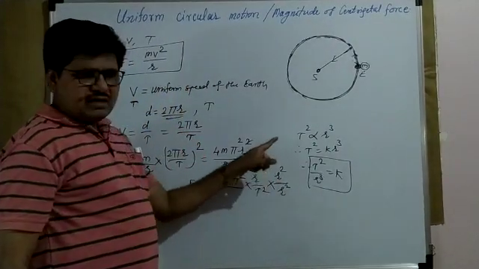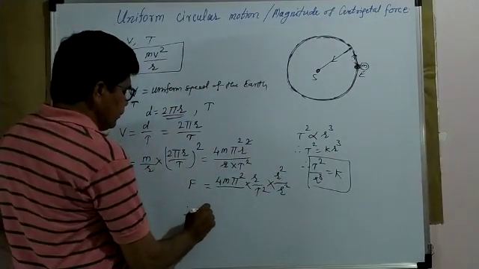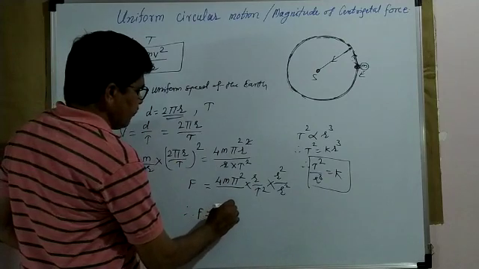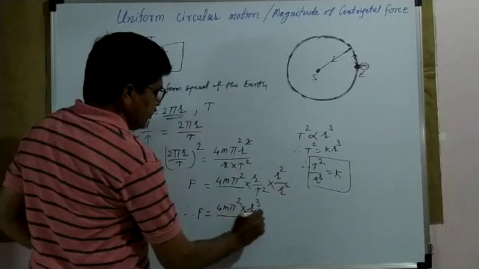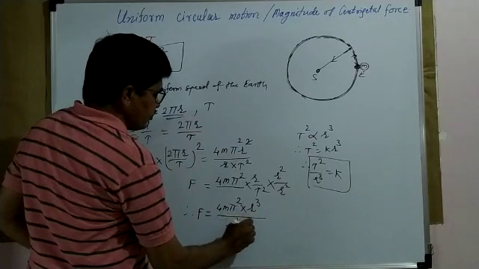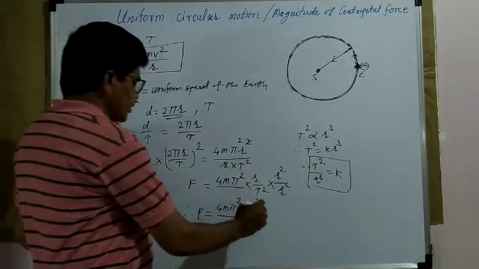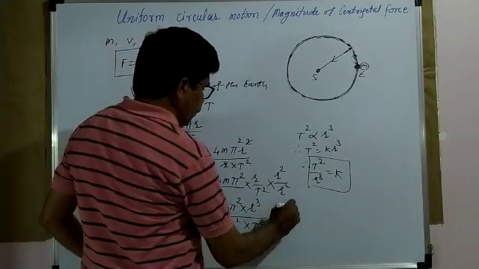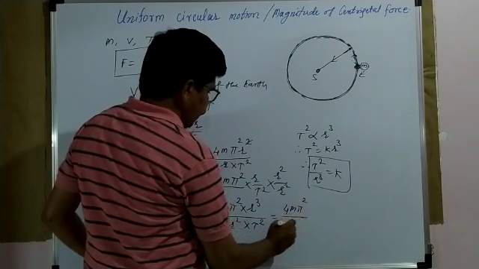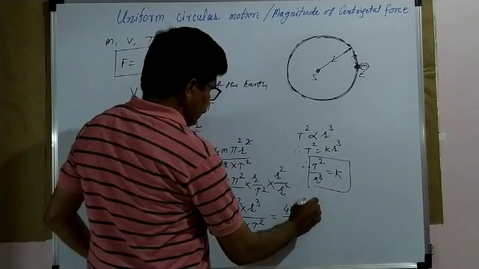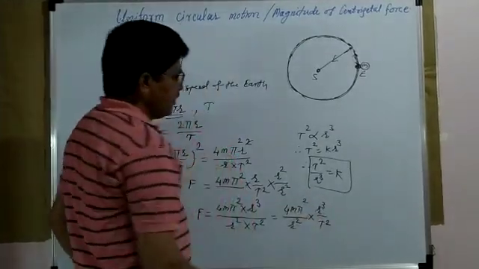कोणत्याही टर्मला एका संख्येने मल्टिप्लाय केलं डिवाइड केलं तर देर इज नो चेंज इन इट, and we will get F is equal to 4m pi square into r cube divided by r square into t square, and this is converted into 4m pi square divided by r square multiplied by r cube into t square.